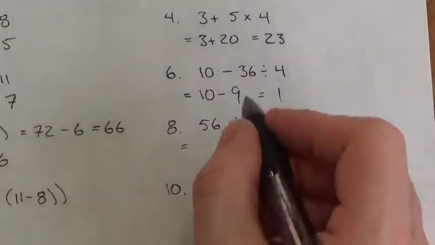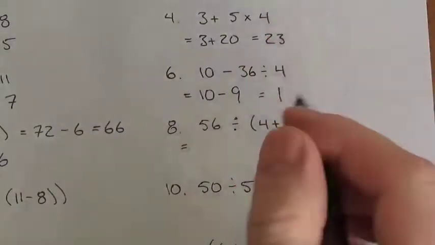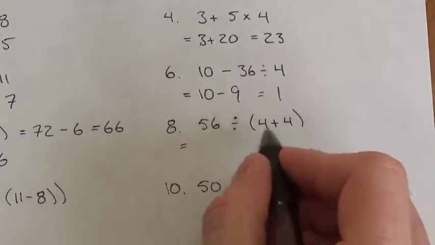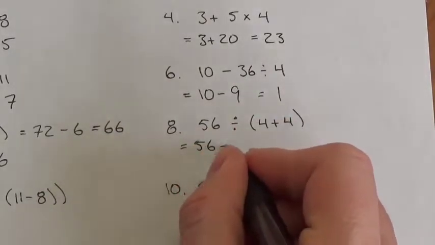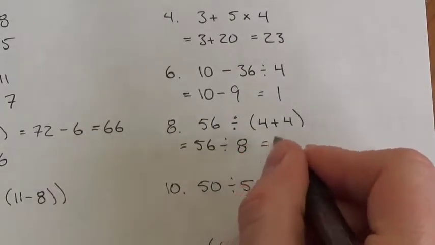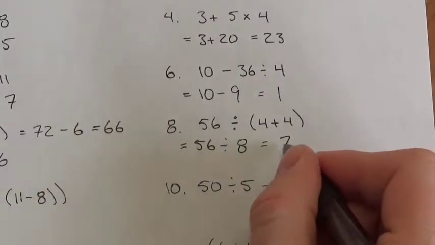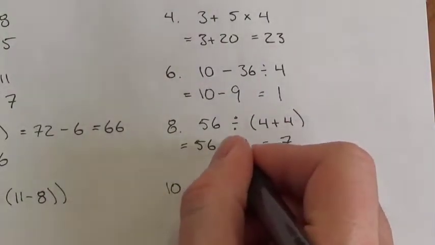So you actually have to deal with what's inside the parentheses here first. With division, it's always going to be a really good idea just to do it that way. Anyway, so this is going to become 56 divided by 4 plus 4 is 8. And then 56 divided by 8 is 7.